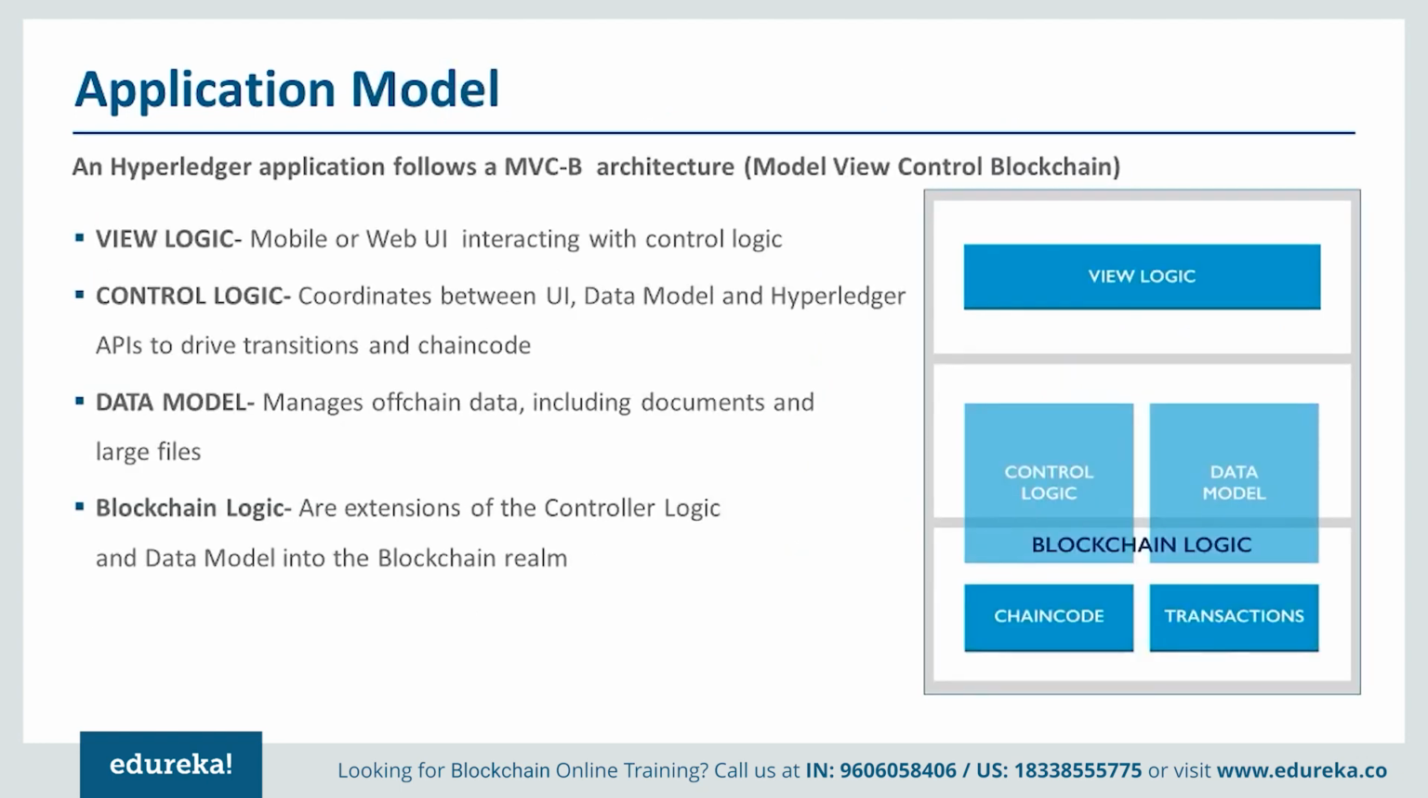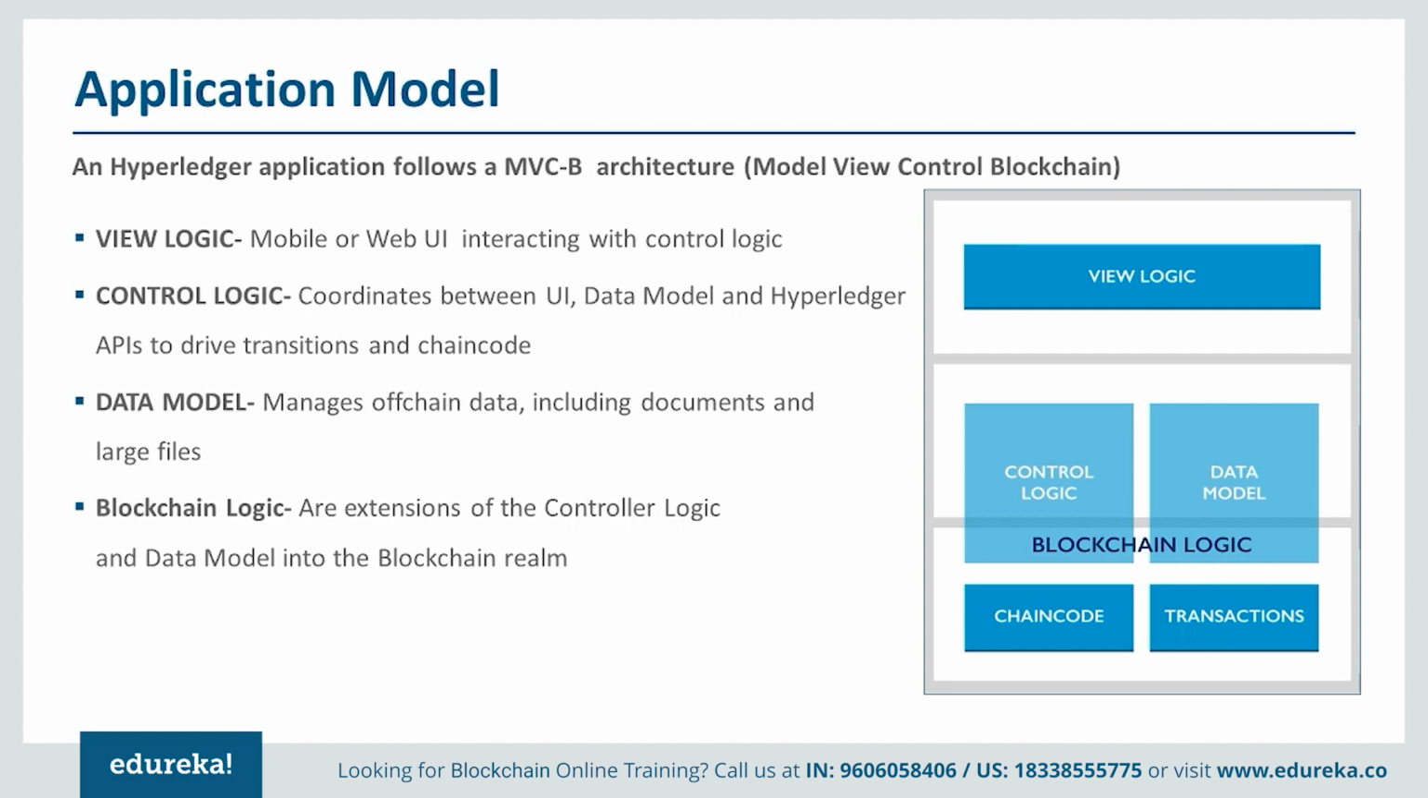If you want to break down an application into different logic, you can see that you have 4 logical models which are available. One is your view logic, where you connect your backend with your front end, and that is done with the help of REST APIs in Hyperledger Fabric. And then there is a control logic which coordinates between the UI, data modeler, and Hyperledger APIs. So it is created in a modular way so that you can easily write your portion.